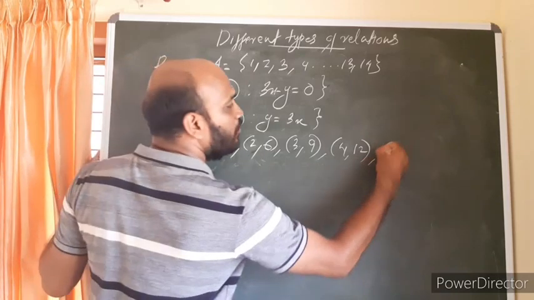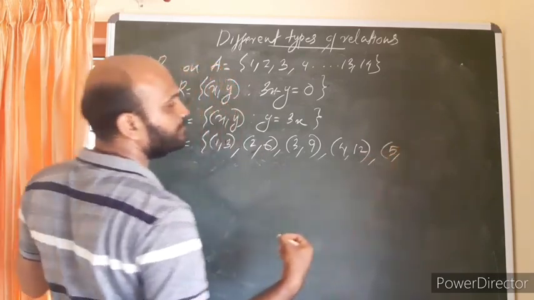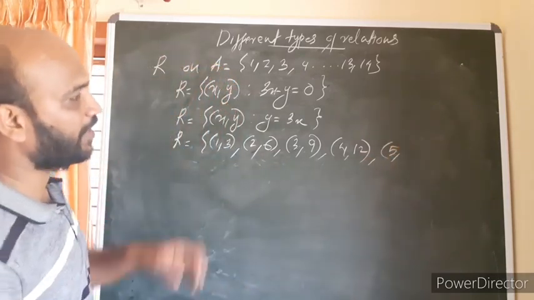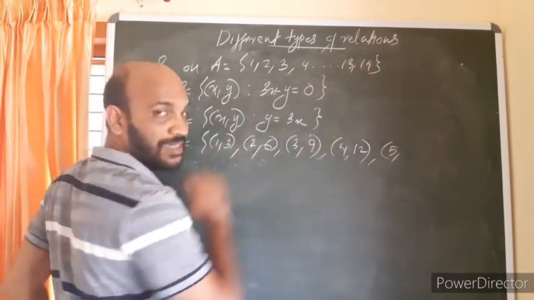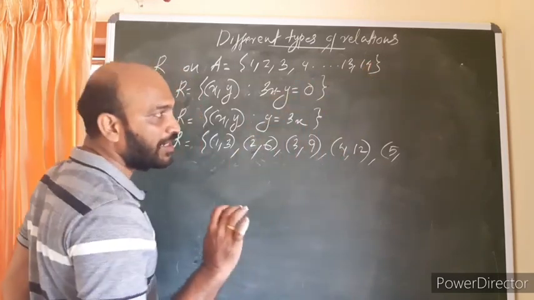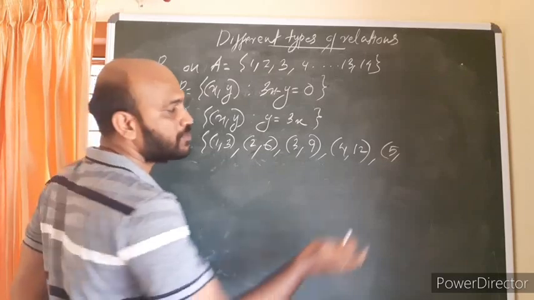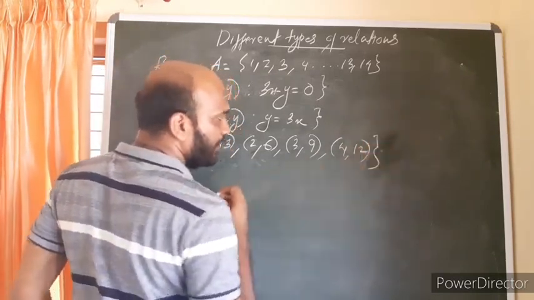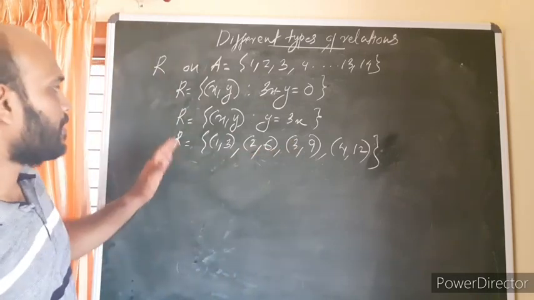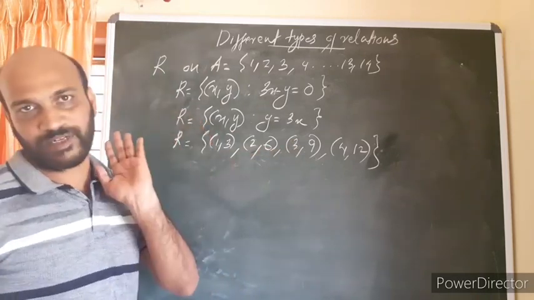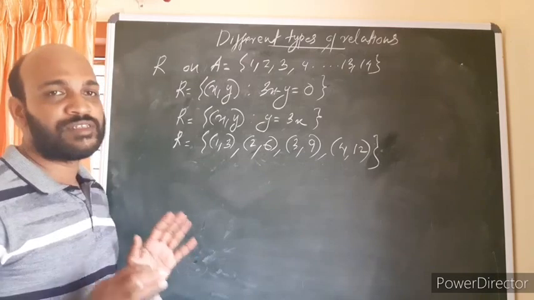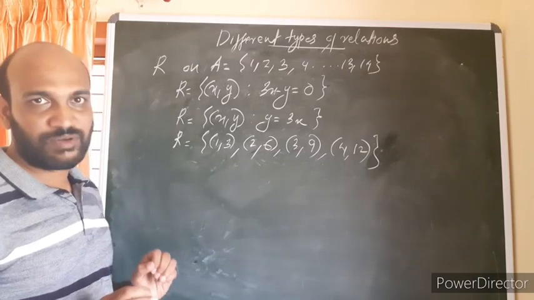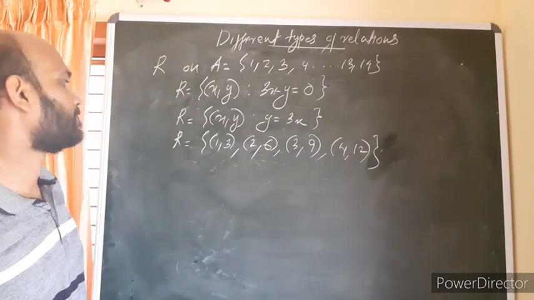And when x equals 5, y equals 15. But 15 is not in this set. That means 5 is not related to any element of A. So we cannot write a last ordered pair, so we have to stop there. So R contains 4 elements. Now we have to check whether it is reflexive, symmetric, or transitive.